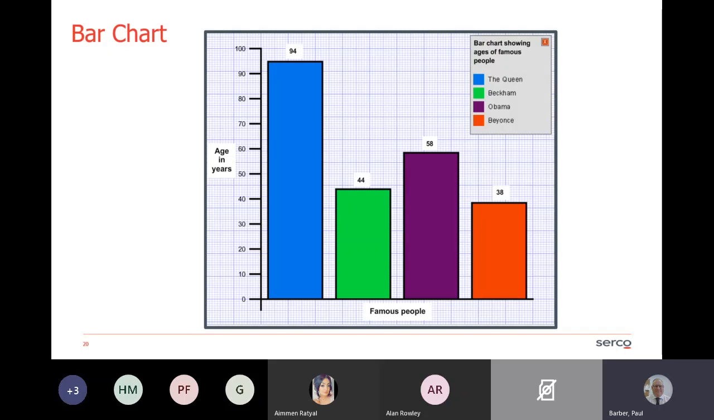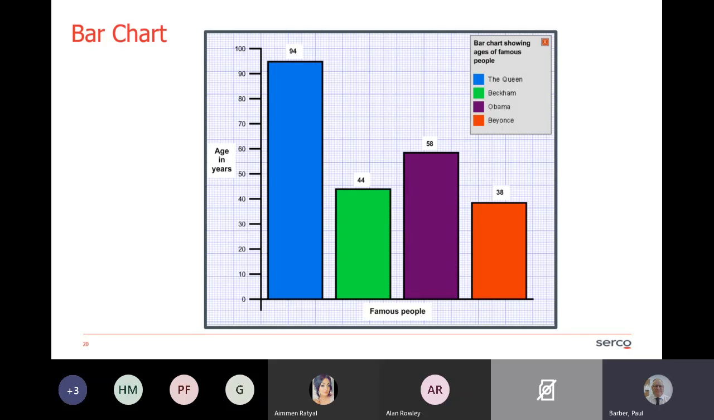You'll notice that the bars that I've done, you can drag the bars up to their level. Some of them are probably slightly out because it's hard to see on the screen, but as long as it's approximately right. What I personally suggest is you put little text boxes above each bar that shows the number. So the Queen is 94, Beckham is 44. They're not essential, but if the marker's unsure whether you've put the bar in the right place, that just shows the marker you know what you were trying to do, so I would recommend that as quite a useful thing to do. I've already mentioned the key, which is color-coded on the right.